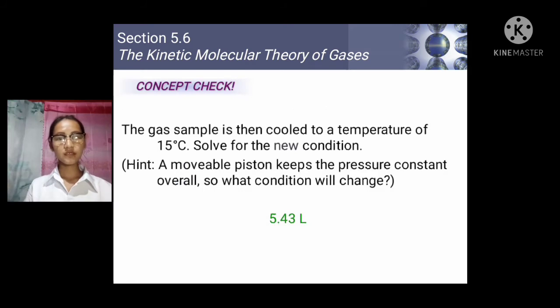So, next concept check. The gas sample is then cooled to a temperature of 15 degrees Celsius. Solve for the new condition. Hence, a movable piston keeps the pressure constant overall. So, what condition will change? This 5.43 liter is the new condition of the gas sample. To get this new condition of the gas sample, we're going to use Charles's law equation.